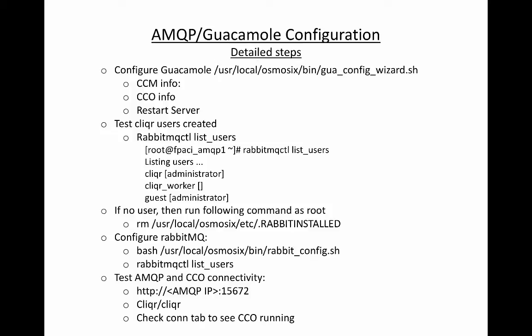There is a way to test if your Guacamole and your AMQP and your CCO is talking to each other or not. So the port I was talking about, I think in the port section, that's 15672. This is a very useful test to make sure that they are talking to each other and connected. If you deploy your CCO and AMQP in the cloud, it's very difficult to know that there's connectivity between them and they are configured correctly. So let's go and do that.